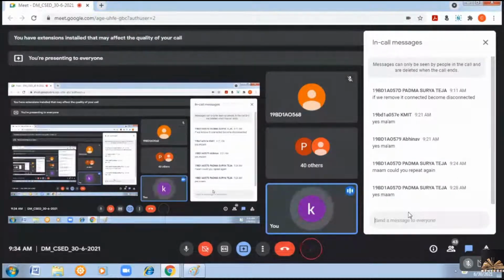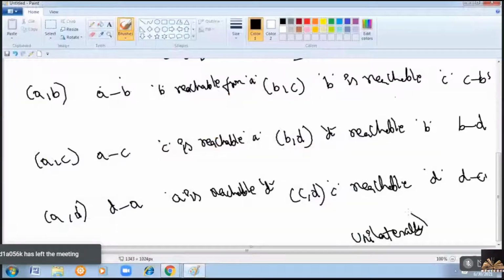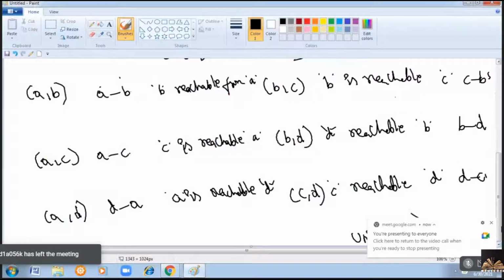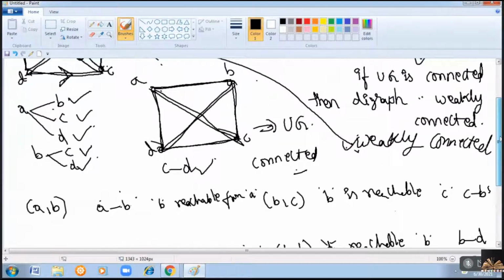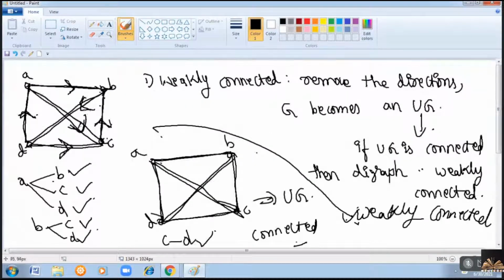Now we will see whether it is strongly connected or not. Strongly connected means what? When you consider any pair, both the vertices should be reachable from each other. A should be reachable from B and B should be reachable from A. So here we have an edge directed to B from A. That means B is reachable from A. Now we'll see whether A is reachable from B or not. Can I reach A from B?